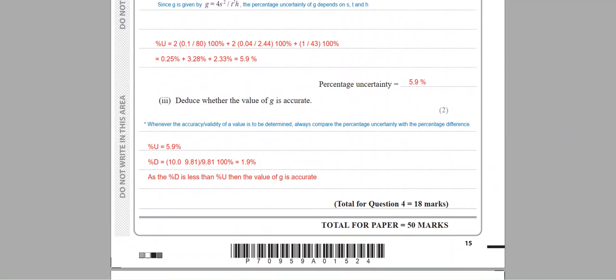For the very last question, they asked about the accuracy, acceptability, or in other words validity. Whenever you are trying to find out whether your answer is valid, always compare percentage difference with percentage uncertainty. And remember, if percentage difference is smaller than the percentage uncertainty, the value is acceptable or valid.